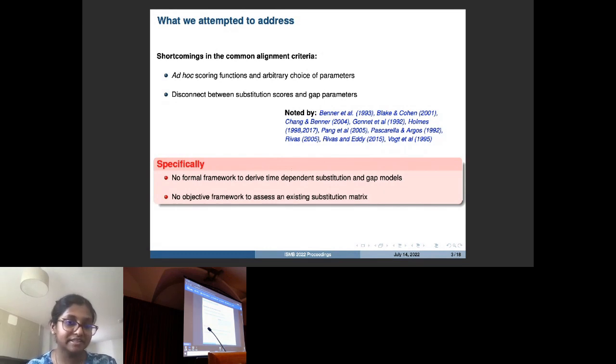Specifically, we see that there is a lack of a formal and robust framework to derive evolutionary time-dependent substitution and gap models. And then there is no objective framework to evaluate any given substitution matrix. So we wanted to address these two highlighted issues.